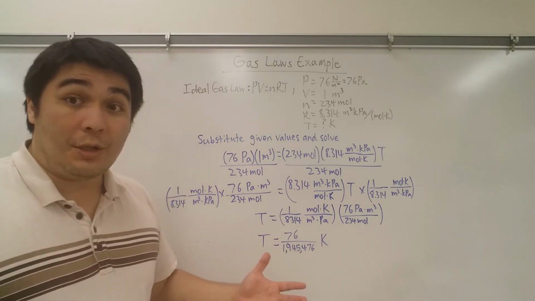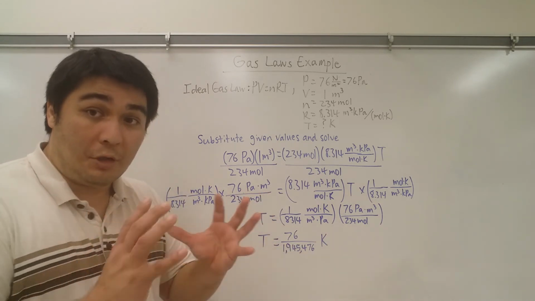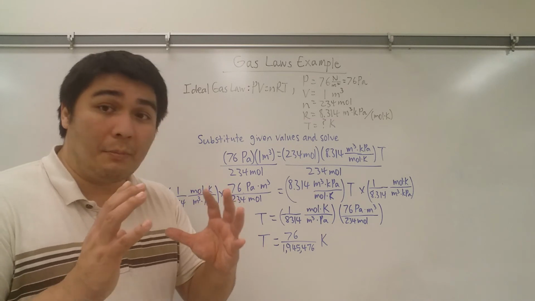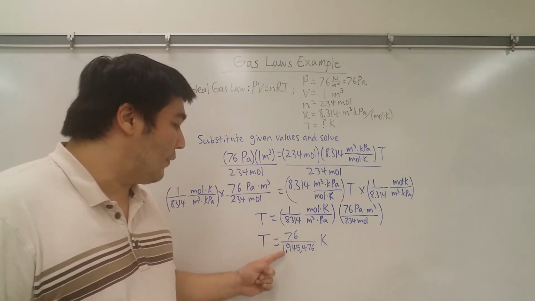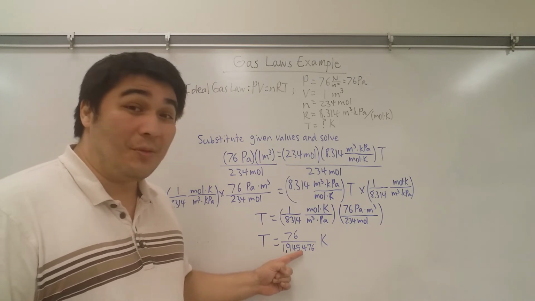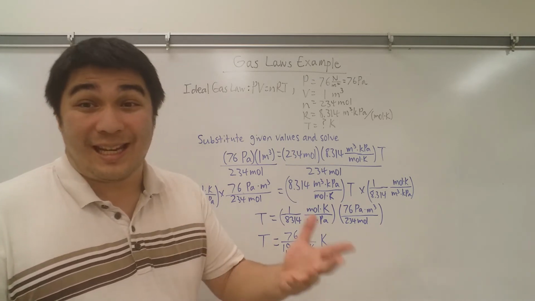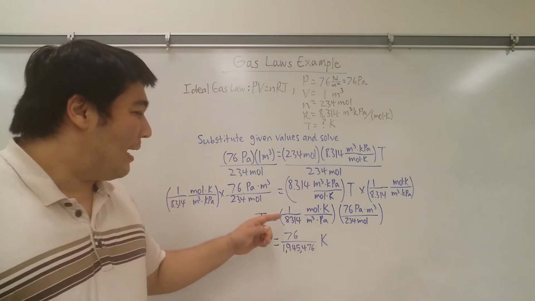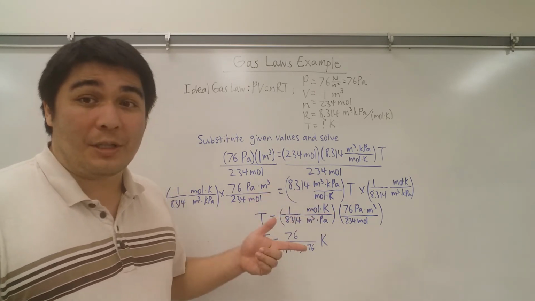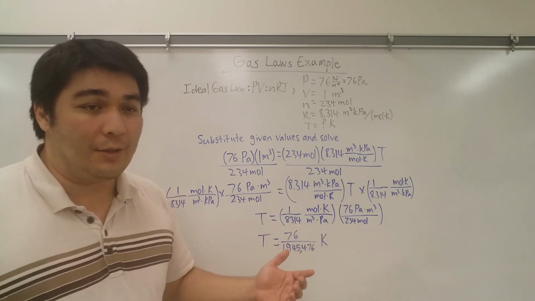So what we can start doing now is merging the fractions together and getting a nice number, which is 76 over 1,945,476. Try saying that 5 times fast. I'm just kidding, by the way. So you could start merging those numbers together, which is not hard. That's what calculators are for.